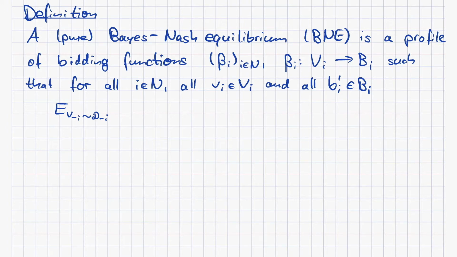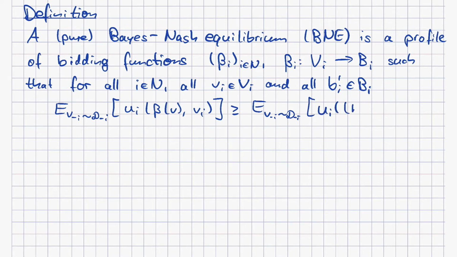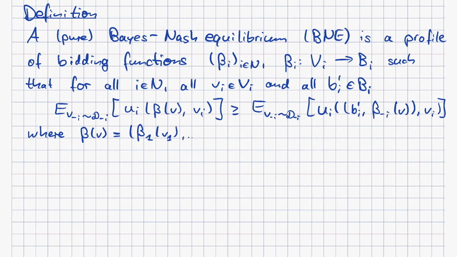Take the expectation of Ui of beta of v, vi, and this will be at least the expectation of Ui of vi prime, beta minus i of v, vi. And here we mean that beta of v is just the vector of beta 1 of v1 up to beta n of vn.